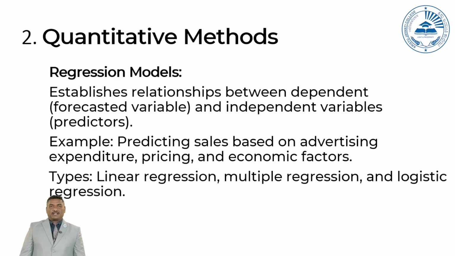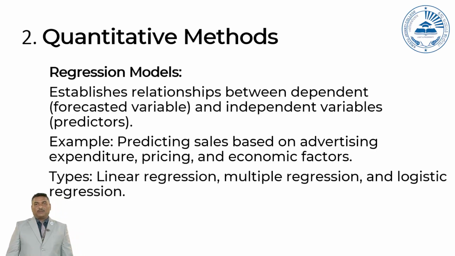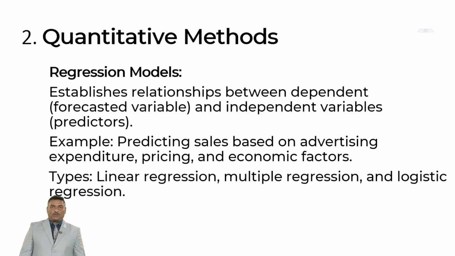The next method under quantitative methods is regression models. Here we have two variables, an independent variable and a dependent variable. Through them, we create a relation called y = a + bx, and through that we are able to predict the future. For example, in y = a + bx, we have two components: y is sales and x is advertisement expenditure. With two variables like this, we are able to predict sales based on advertisement expenditure.